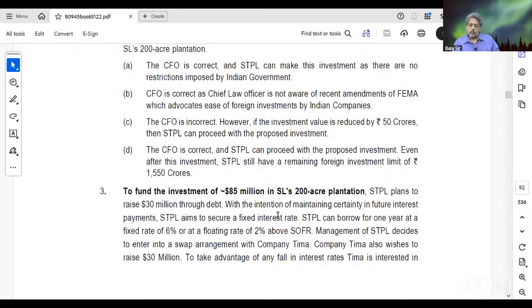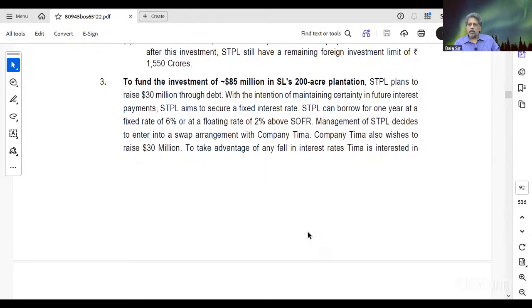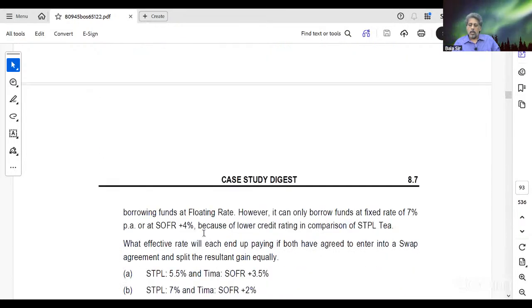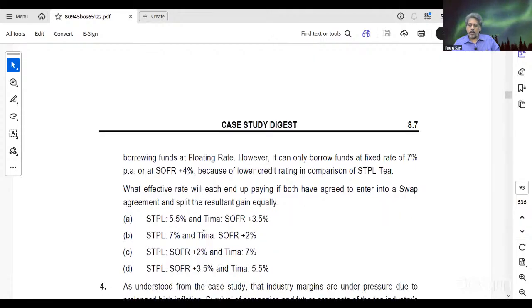Then read further. Management of STPL decides to enter into a swap arrangement with company TIMA. Now they have one more company out there, called TIMA. That's another company. Company TIMA also wishes to raise $30 million debt, to take advantage of any fall in interest rates. TIMA is interested in borrowing funds at floating rate. Now they want to borrow money at floating rate of interest. However, it can only borrow funds at a fixed rate of 7% per annum.